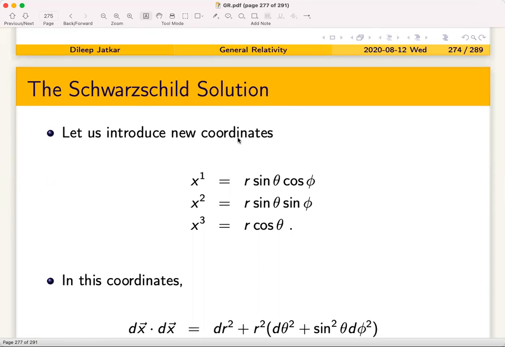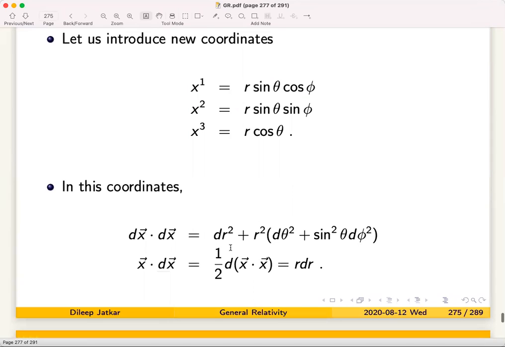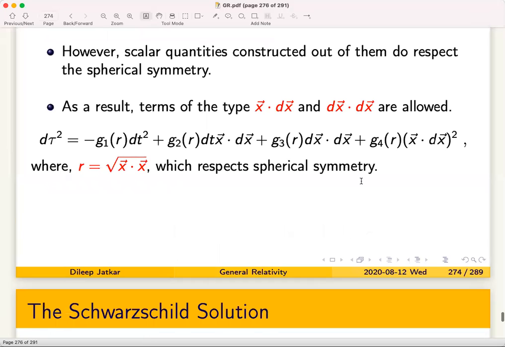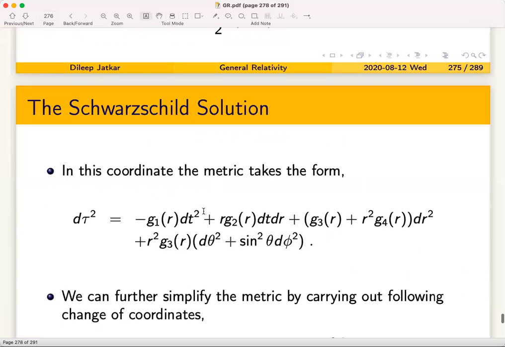The spherical polar coordinate system allows us to write x1, x2, x3 in this particular form, and that tells you that dx dot dx is r squared dr squared plus r squared times the metric on the sphere, whereas x dot dx can be written as half of d of x dot x. But x dot x is r squared, so d of r squared is 2r dr, and the factor of half removes the 2, giving r dr. This allows us to replace dx dot dx and x dot dx in terms of dr, and of course d theta and d phi. That reduces our metric to a form of this type. The time part is unaffected, and dt times x dot dx becomes r times dr times dt. The function is as it is.